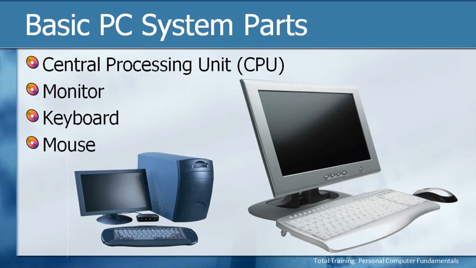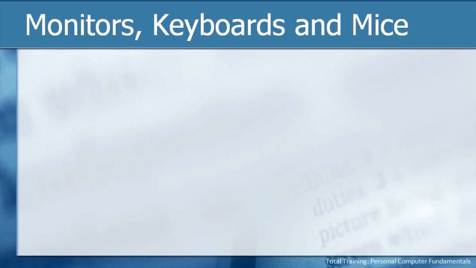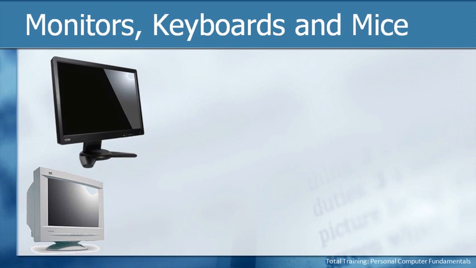Remember that the central processing unit, or CPU, is something that we'll be talking about, and it can also be called the case, but we'll get onto that in just a second. When it comes to monitors, keyboards, and mice, we have several different versions and they may look different. Here we can see two examples.